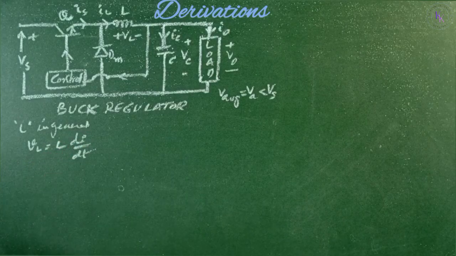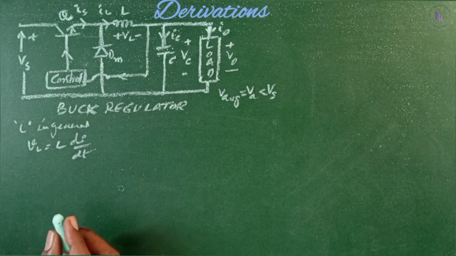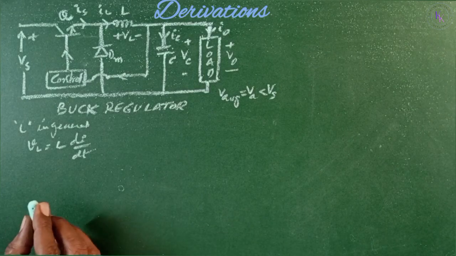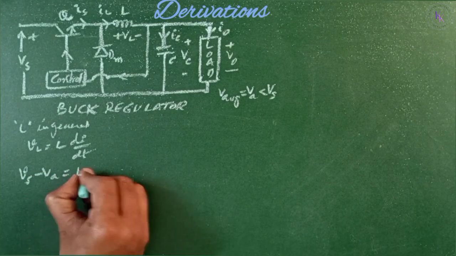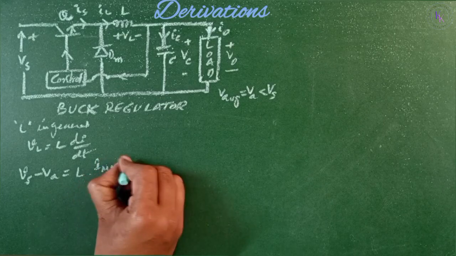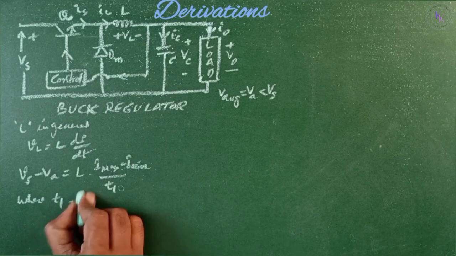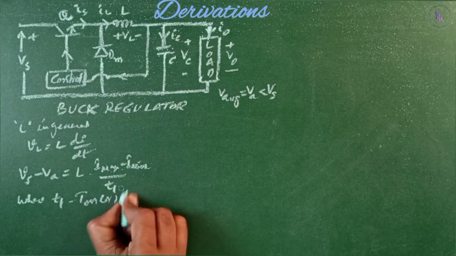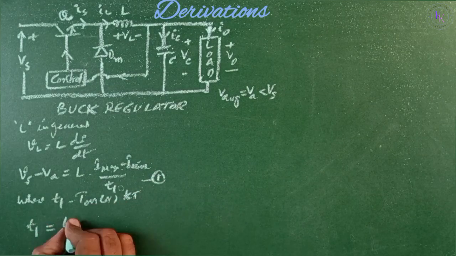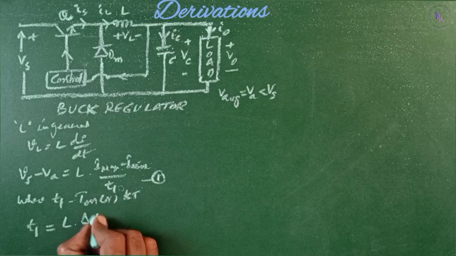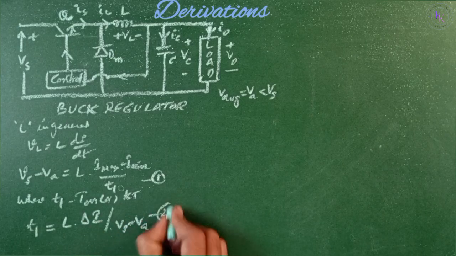Now the voltage across the inductor L, in general, VL equals L into di by dt. The inductor current rises linearly from I minimum to I maximum in the time KT or T1. In that time, the voltage is Vs minus Va, which is equal to L times the change in current, I max minus I minimum, divided by the time T1, where T1 is the on time or KT. Let this be equation number 1, from which T1 is given by L times I max minus I minimum, which is nothing but the change in current, divided by Vs minus Va. Let this be equation number 2.